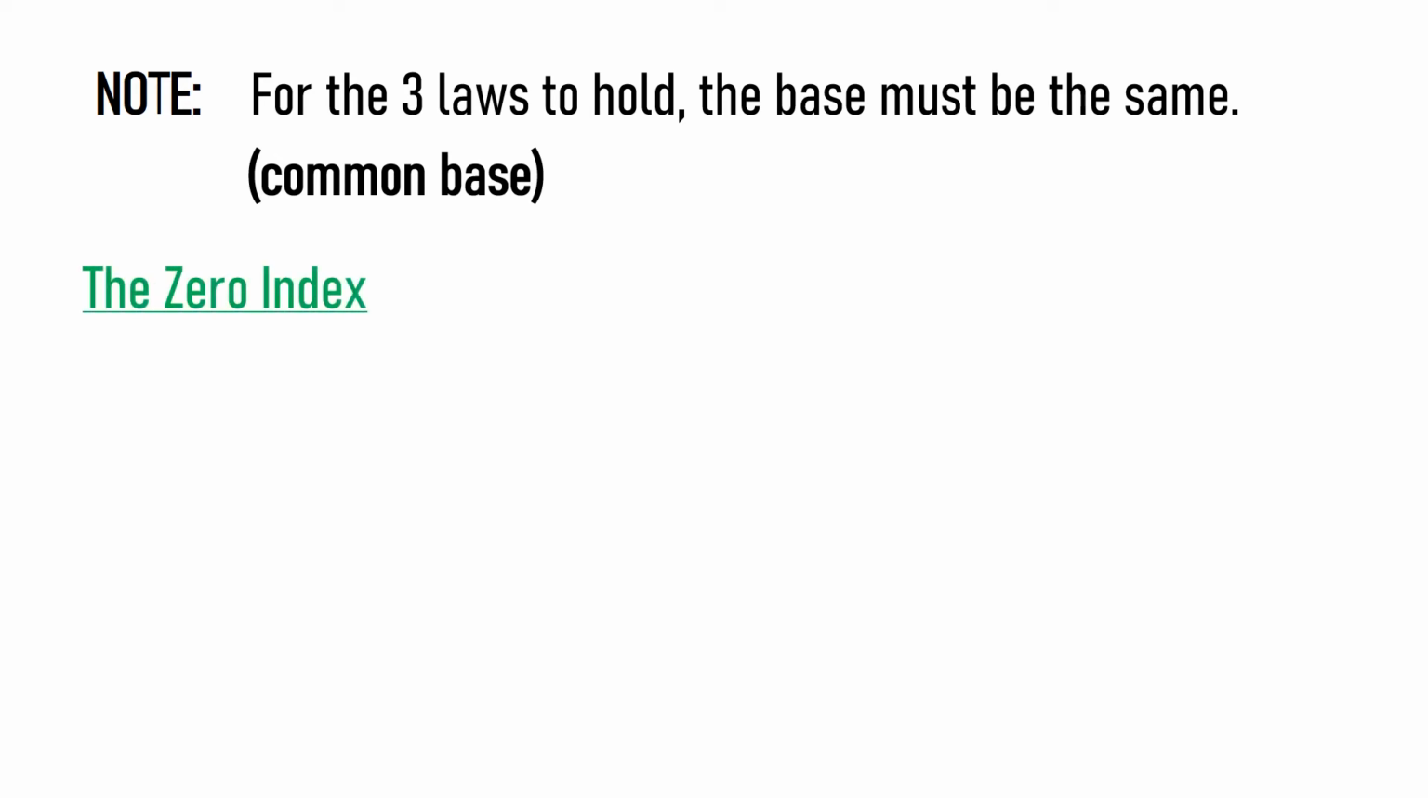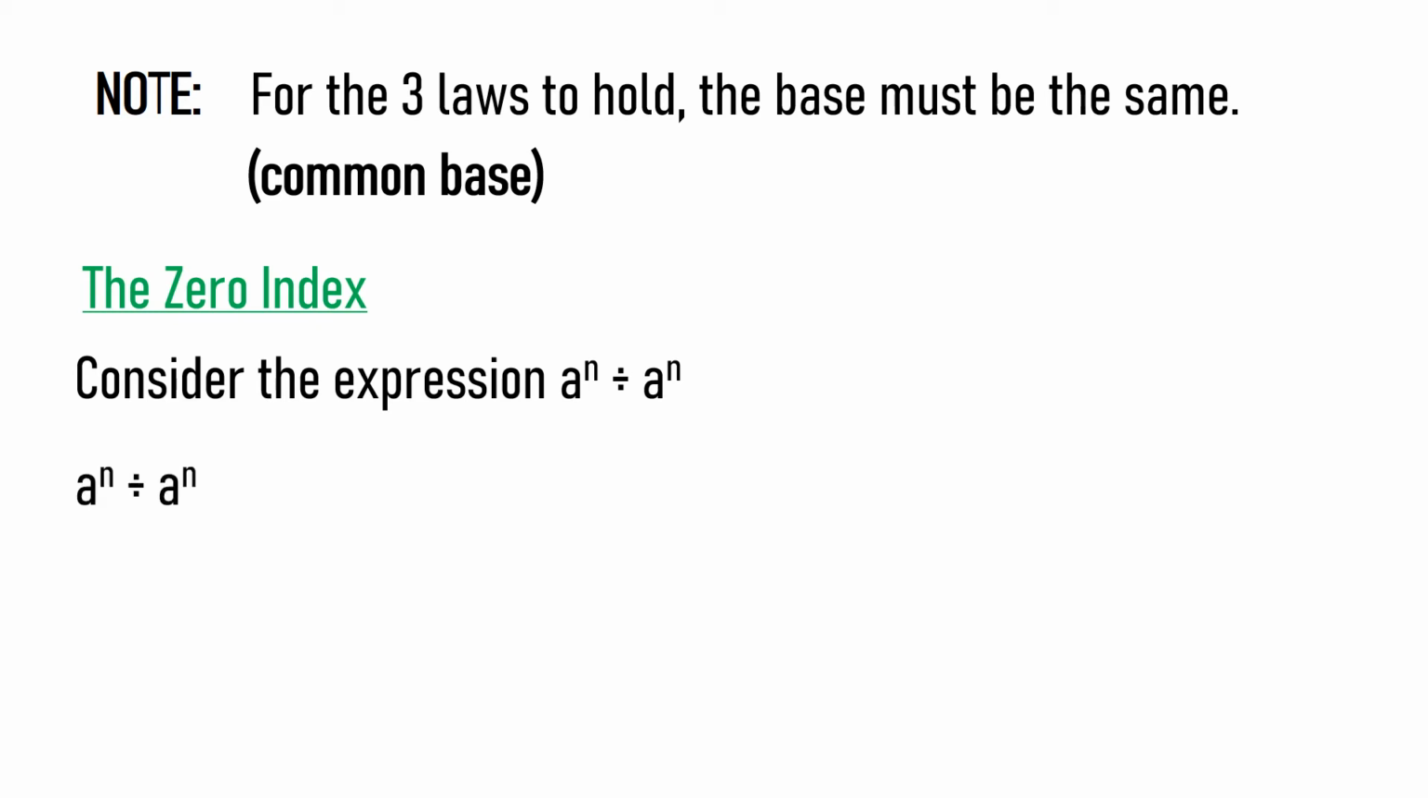The zero index. Let's consider the expression a power n divided by a power n. This is the same as a power n all over a power n. We can now cancel out the numerator to give us 1 and the denominator to give us 1. 1 divided by 1 is the same as 1.